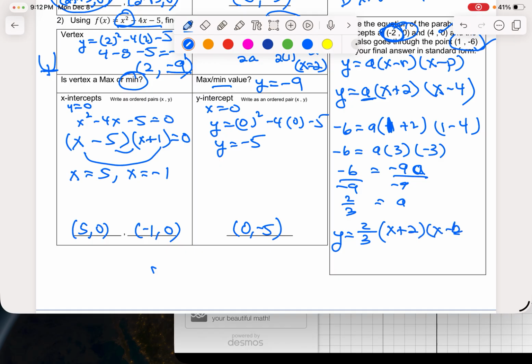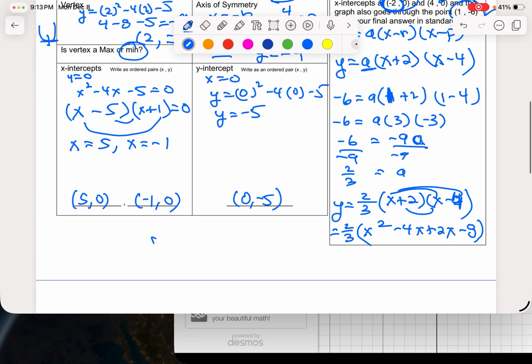However, that's not in the standard form. We have to multiply it out. So I'm going to bring the 2/3 along, and then I'm going to multiply this out. I get x squared. I get minus 4x. I get plus 2x, and I get minus 8. Okay, now I got to go distribute the 2/3.